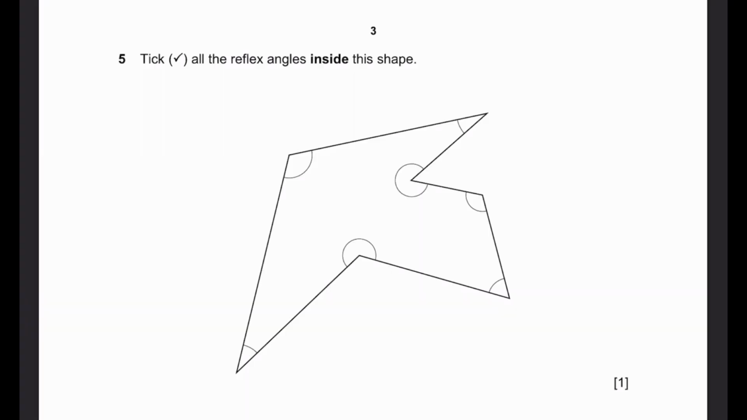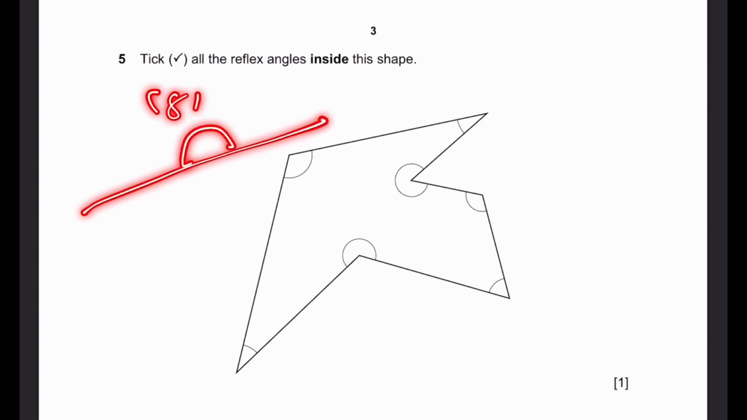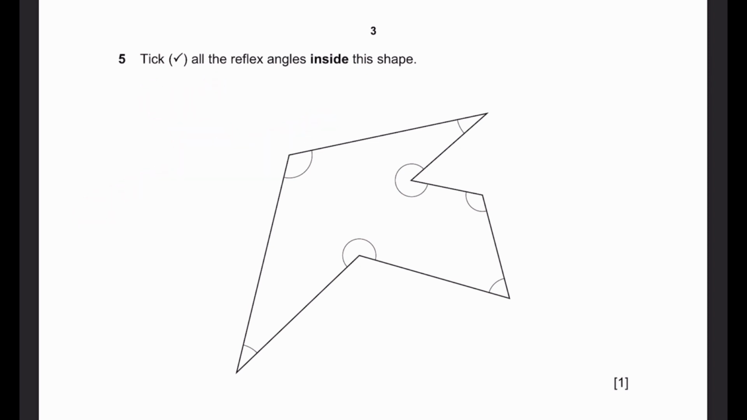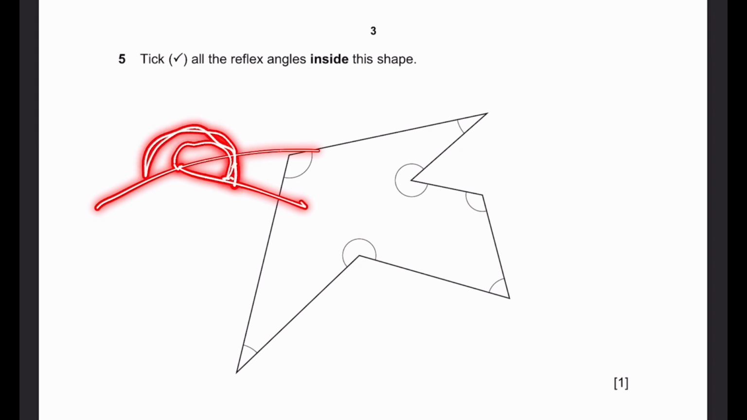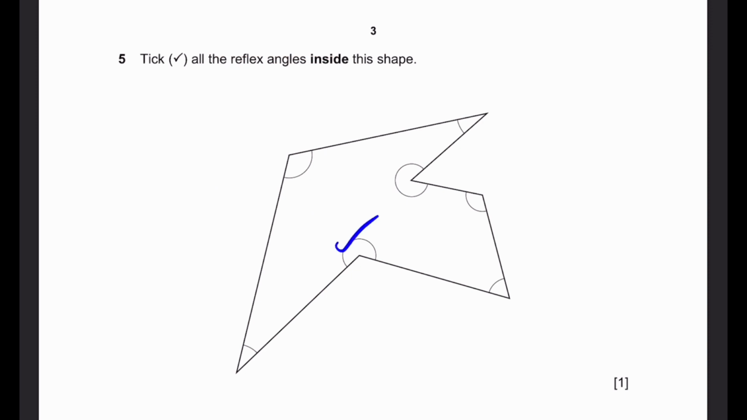Question 5. Tick all the reflex angles inside the shape. So reflex angles are angles that are greater than 180 degrees. Or in other words, if you have a line, this angle is 180 degrees. So the angle should go further than a line. It should be something like this. This angle is completely greater than 180 and it's a reflex angle. So in this case, you have two angles that share this property. If you tick any others, or if you do not tick both of these, it's wrong.